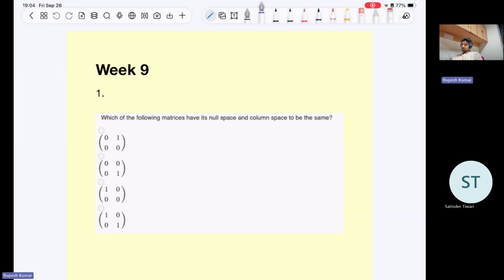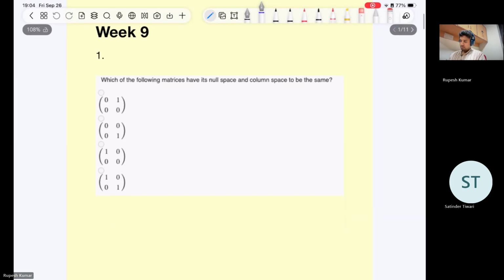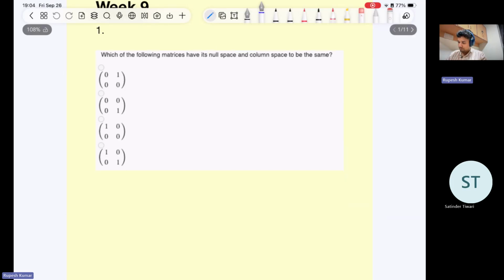Which of the following matrices have their null space and column space the same? So basically what this means is, let's try to figure out the null space first. We have the matrix 0 1 0 0. So what is the null space of this matrix?